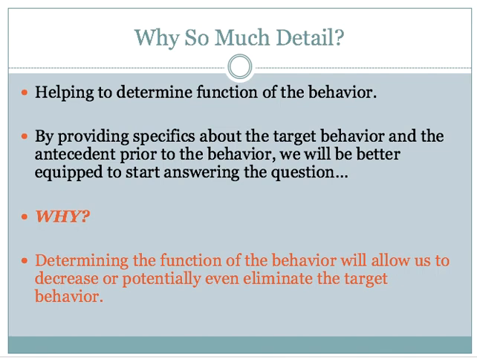So why so much detail? Those were a couple quick examples. Again, finding the function of the behavior, answering the why question, is sometimes the million-dollar question. By providing specifics about the target behavior and the antecedent prior to the behavior, our hope is that we're going to be better equipped to start answering that question of why. And determining the function of the behavior is going to allow us to decrease or potentially even eliminate the target behavior.